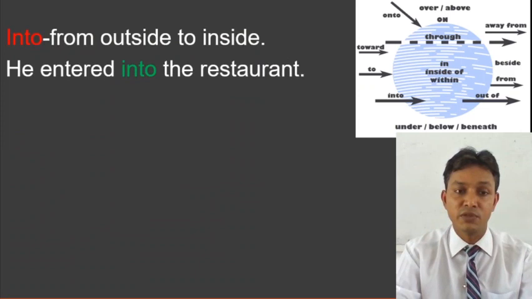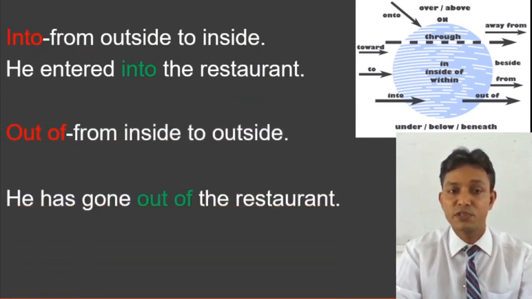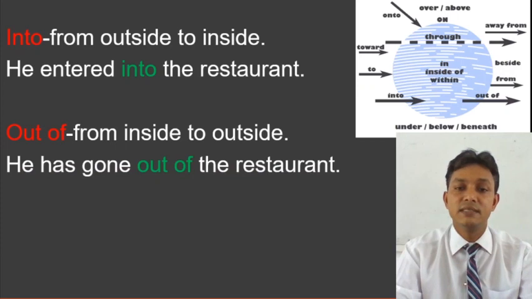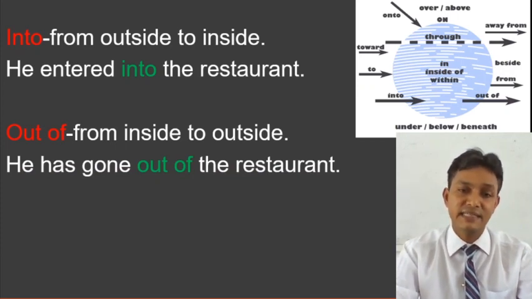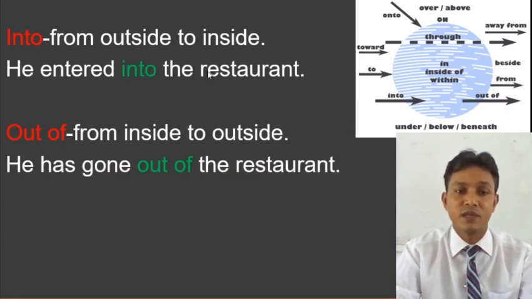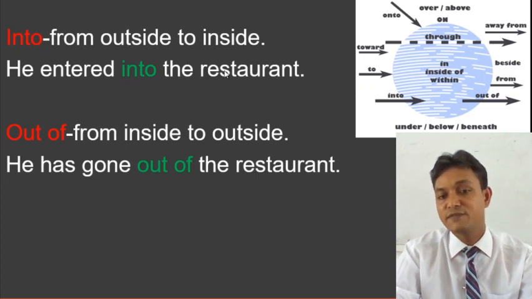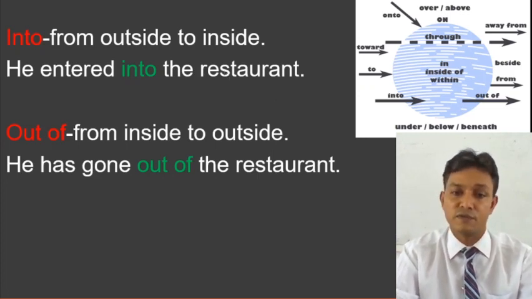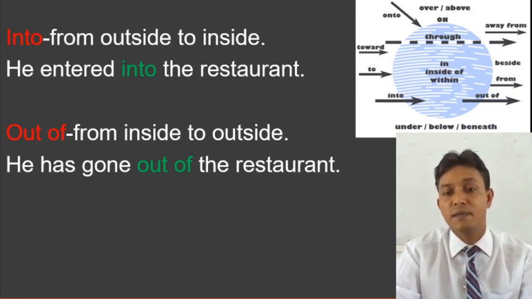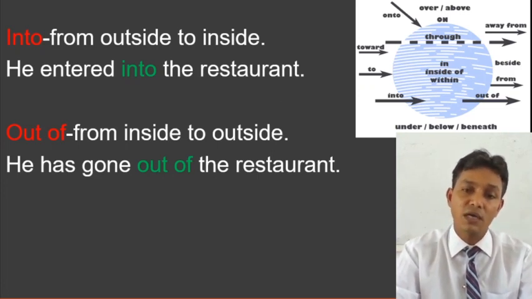Next, we are going to discuss the other pair of prepositions, that is into and out of. We use into to mean from outside to inside. That means if someone comes or enters inside from outside, we use into, and the opposite is out of. If someone goes outside from inside, we use out of. In case of into and out of, there might be a movement from inside to outside or outside to inside.